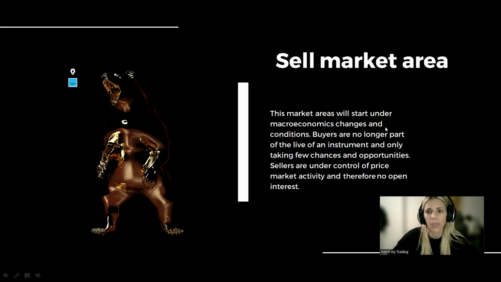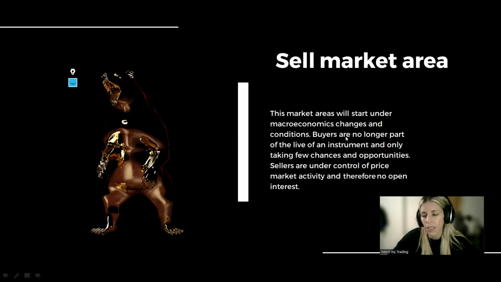These market areas start under macroeconomic changes and conditions. Buyers are no longer part of the life of an instrument and only take a few chances and opportunities. Sellers are in control of the price and market activity, and therefore there is no open interest. This is a very important key, because we're going to talk about open interest in the next video.